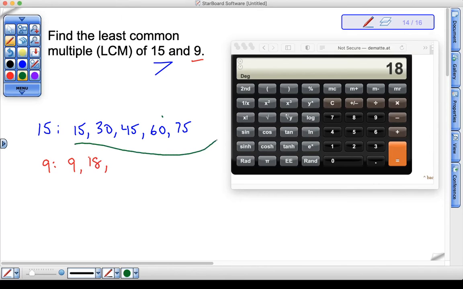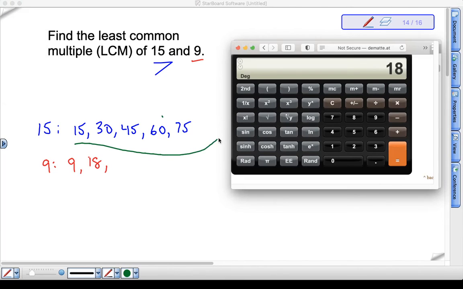So what I'm going to do on the calculator is I'm going to let it do all the work for me. I'm just going to say I have that 18 in there. So if I do a plus 9 and hit enter, equals, I'll get a 27. I'm looking for a match somewhere over in these blue numbers. So 27 doesn't match anything. If I hit equals again, I have a 36. 36 does not match anything over here either.